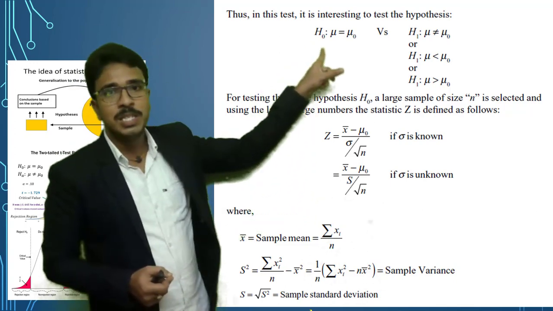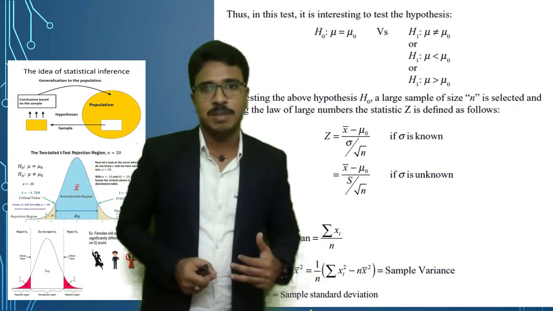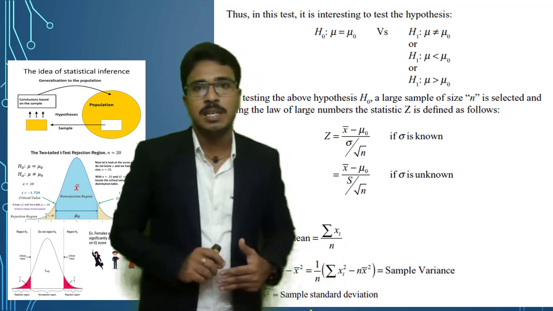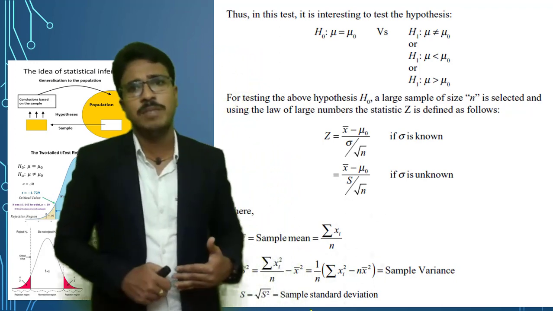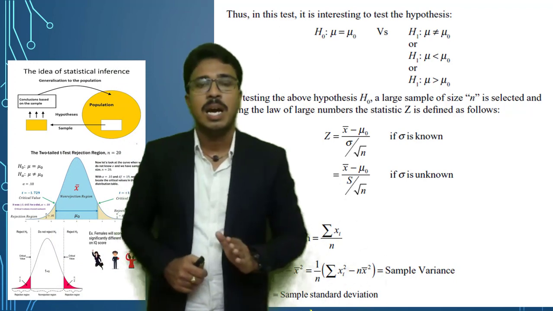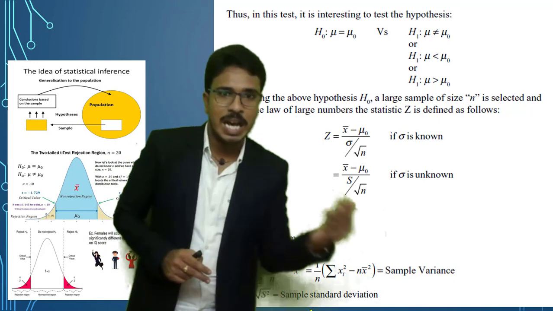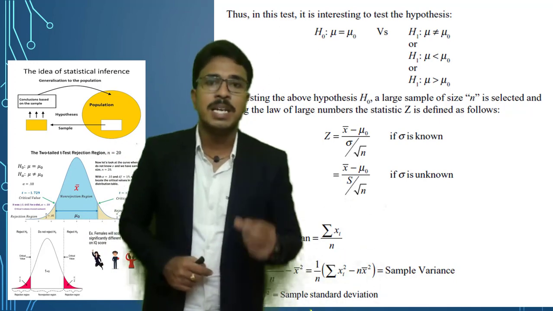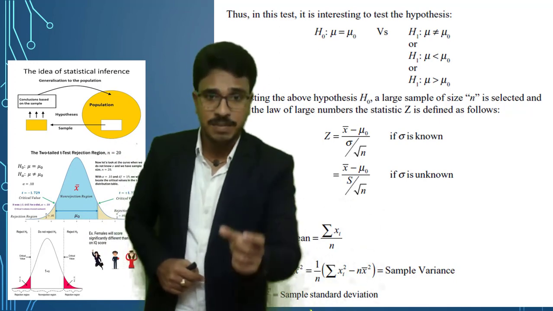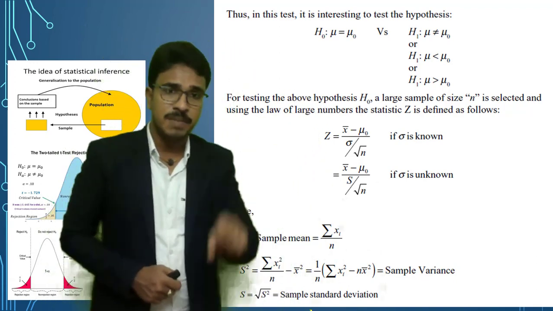And what is mu naught? It is nothing but the expected value or nominal value of the population mean, and this information is already given in the problem itself. And what do you mean by sigma here? Even in the last slide we have seen, sigma is nothing but the population standard deviation.